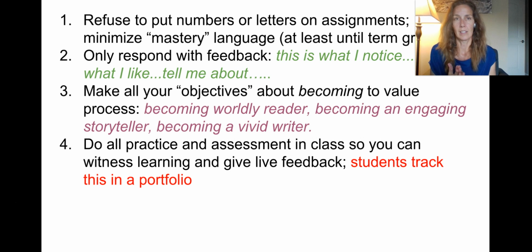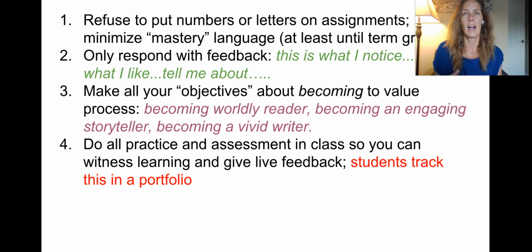Four, do all practice and assessment in class. So you want to watch the students writing. You want to watch the students reading. I kind of want to go so far as to say, just don't assign homework. Don't give them things to take home unless it's a book. Just do the reading, do the learning, do the writing in class. Have the conversations in class.